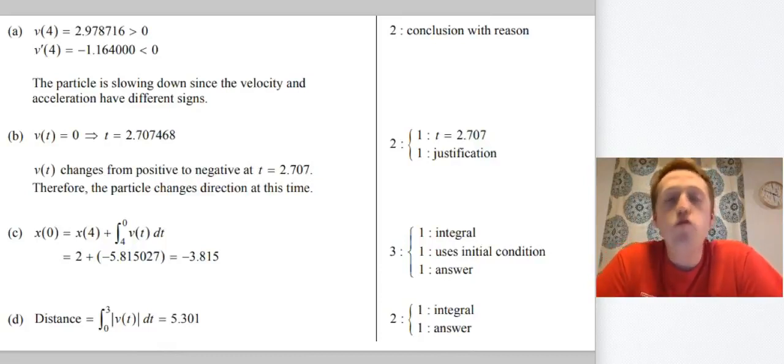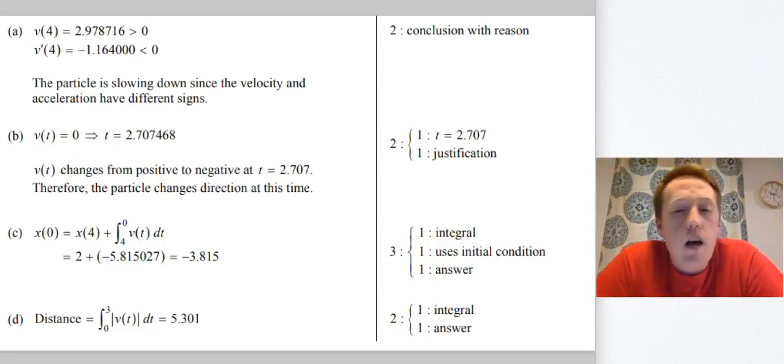Part A, you got 2 points for your conclusion with reason. So actually showing v of 4 and v prime of 4, I know it doesn't look like you're getting credit for that, but you are, because it's a 50-50 shot. You have to show that v of 4 and the a of 4 are differently signed. So you actually have to write those numbers down on your paper, even though it's not saying explicitly that you get credit for doing that.